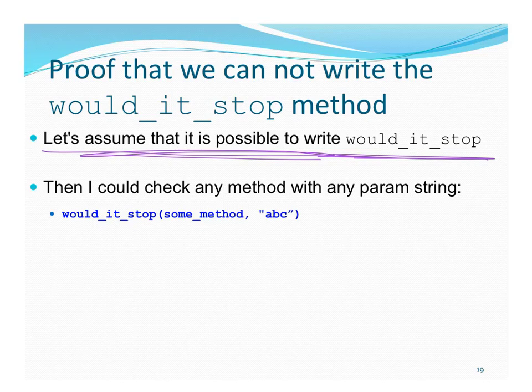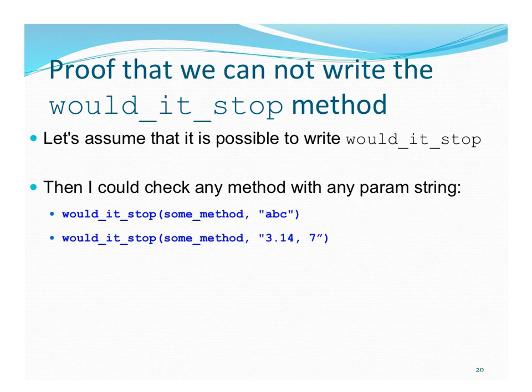Now, if it is possible to write the would it stop method, then I could take any old method I want and any old parameter string, and I could check it, right? So I could check would it stop on some method with the string ABC. And I could check that same method with a different string, 3.14 comma 7, and would it stop would either return true if this method returns an answer in a finite amount of time, guaranteed, or false if it goes into an infinite loop.